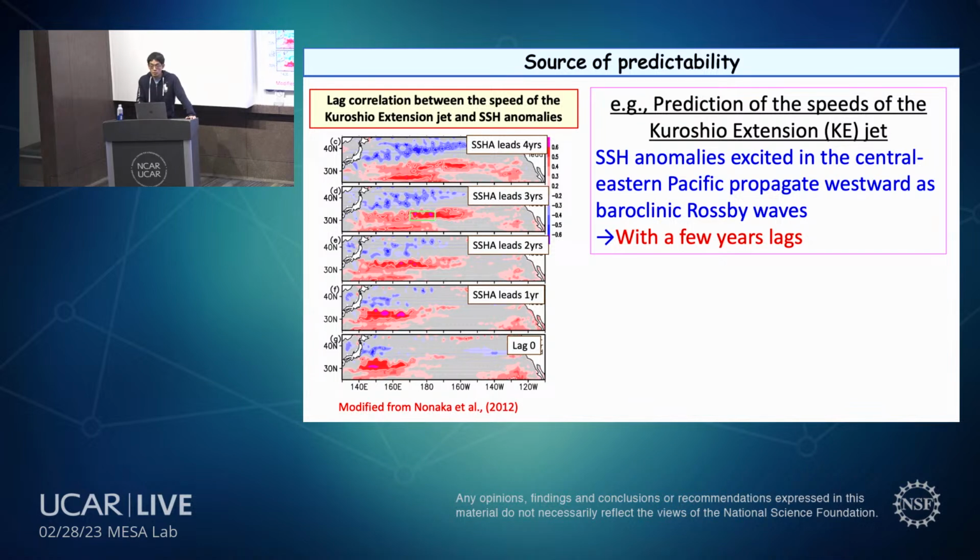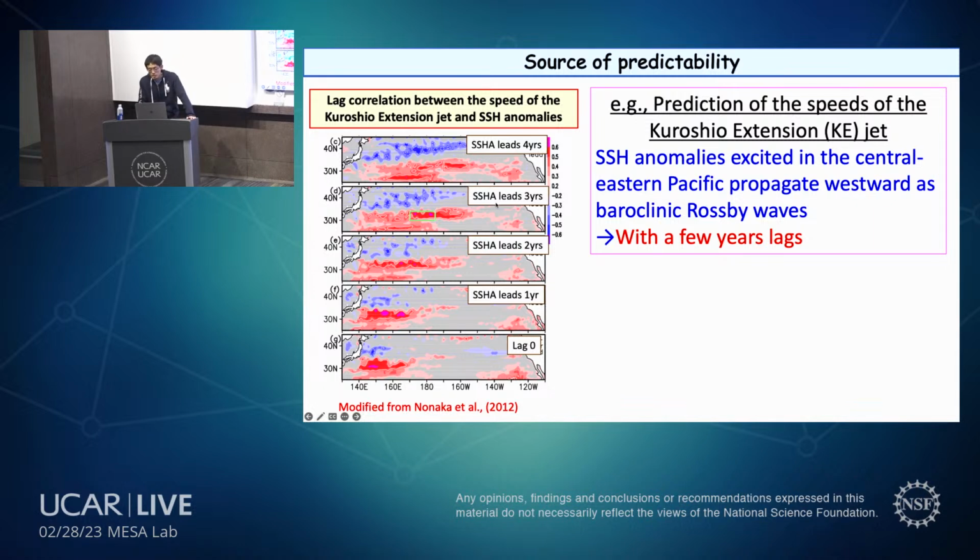So what is the source of predictability of western boundary currents? One factor that holds the key for prediction is the initial memory of the ocean. To demonstrate this point, here we show the lag correlation between the speed of the Kuroshio Extension jet averaged in the downstream region of the Kuroshio and the sea surface height anomalies. At lag 0, the strengthening of Kuroshio jets corresponds to a positive anomaly of sea level height to the south and negative anomalies to the north, as expected from the geostrophic relationship. The lag correlation map suggests that the positive anomaly to the south can be traced back to those in the central to eastern part of the basin that existed a few years before the acceleration of the jet.